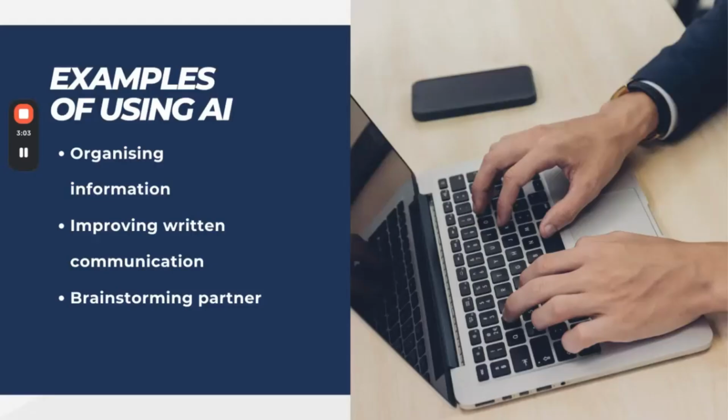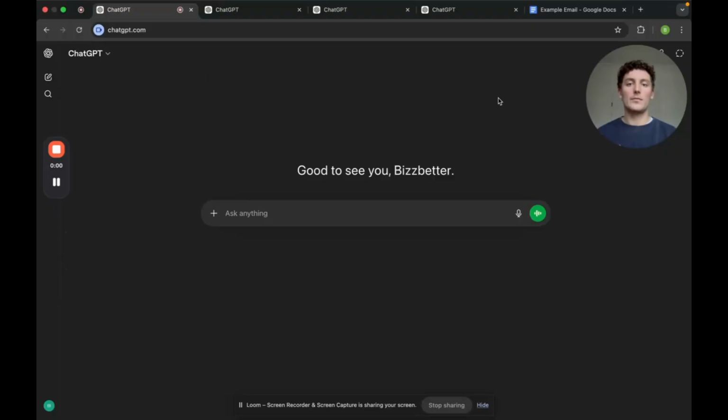So now that we know what AI actually is and which tools are out there, I'm going to translate this into a business setting, using some practical examples that can easily be used in any business, such as organizing information, improving written communication, and using AI as a brainstorming partner. Okay, let's go into a real business application.